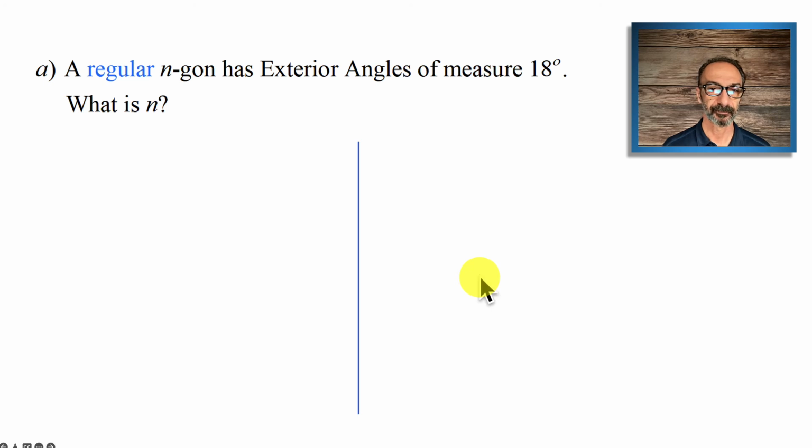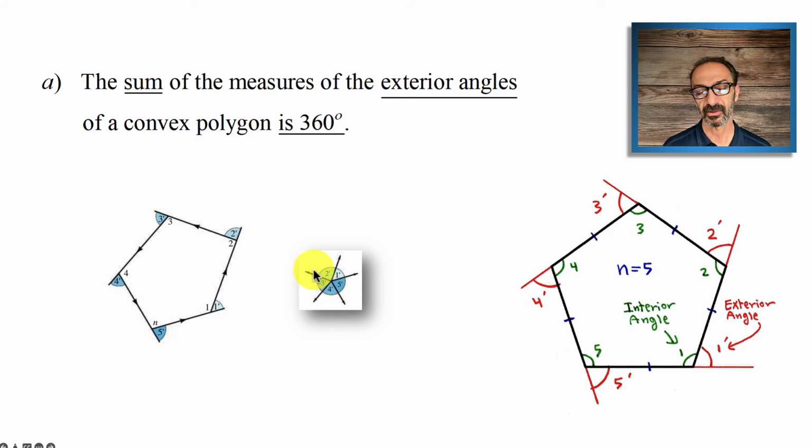Part A. A regular n-gon has exterior angles of measure 18 degrees. What is n? Let me remind you of the exterior angles. Here's the exterior angles. This is an exterior angle. But what do you know about exterior angles? They add up to 360. Going back to the problem, they add up to 360.